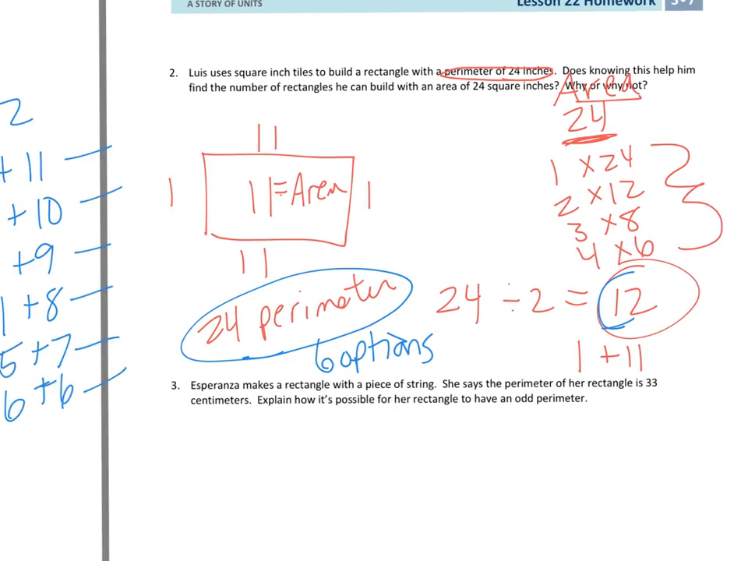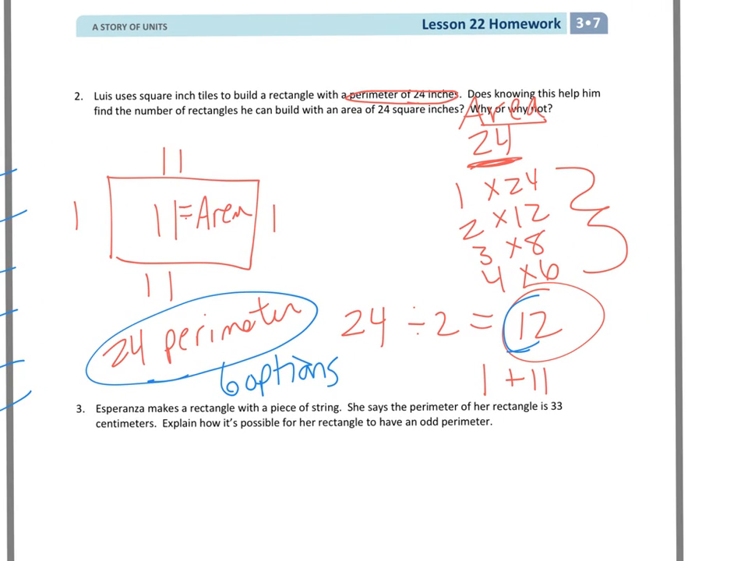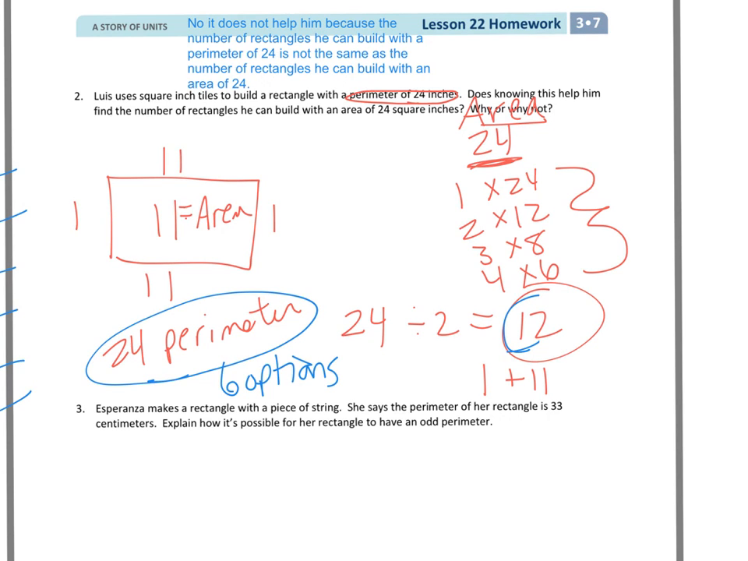So it's not going to help us out with finding different number rectangles that he can build for area of 24 by knowing the perimeter, because the perimeter could be different on each of those areas for 24. There's only 4 options to find the area of 24. There's 6 for the perimeter. There's my answer statement right there at the top. No, it does not help him because the number of rectangles he can build with a perimeter of 24, 6, is not the same as the number of rectangles he can build with an area of 24, 4.